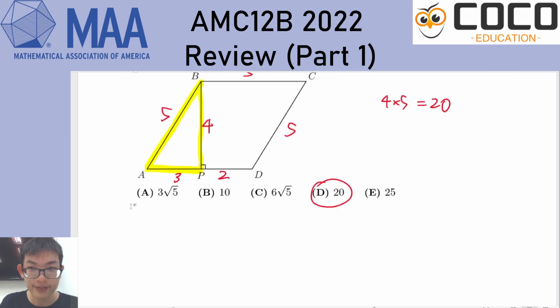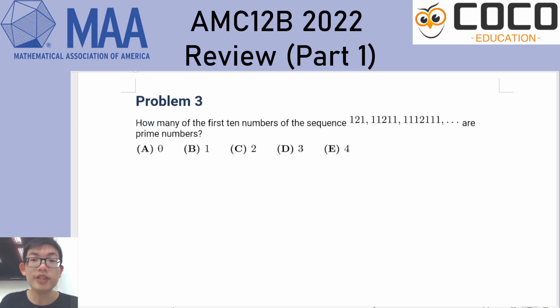Question 3. How many of the first 10 numbers of the sequence 1, 2, 1, 1, 1, 2, 1, 1 and so on are prime numbers? Now, when you have such big numbers, there must be a simple way to test whether they are prime, and even divisibility tests don't seem to be very appealing because they're getting longer and longer. So I want to look for some sort of obvious factors.